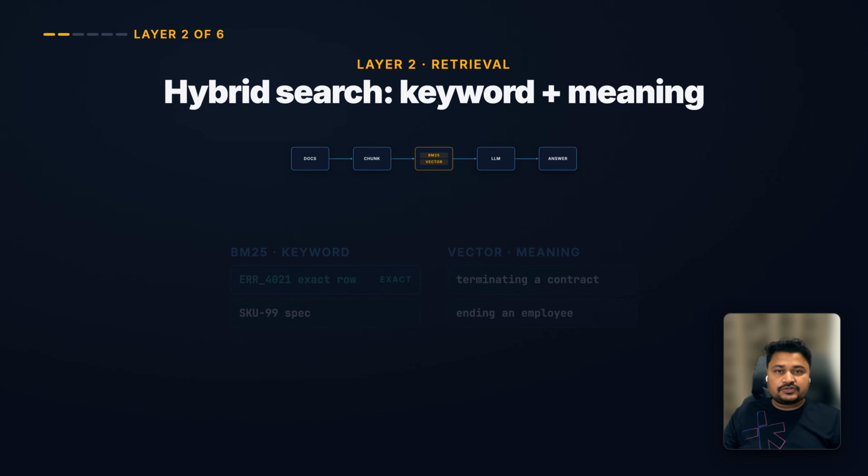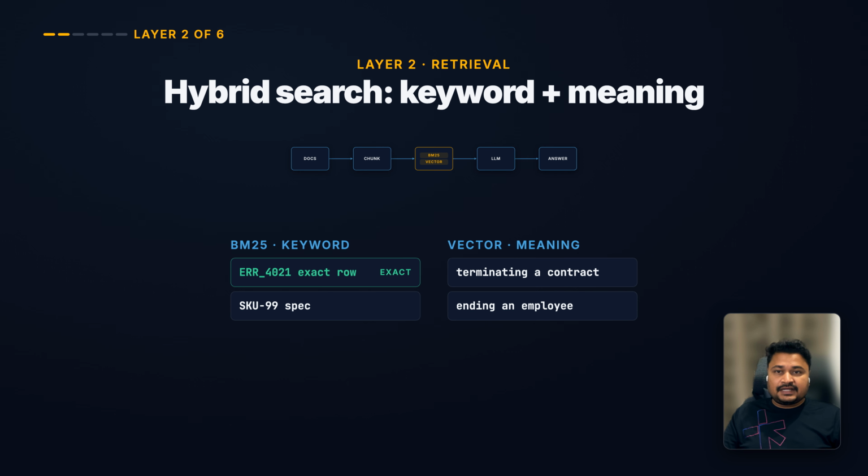So the pros don't pick once, they run both. The old-fashioned keyword search, the kind that nails exact terms, and the vector search that gets meaning, at the same time. Then they merge the two lists into one ranking. That's called hybrid search, and it's the default now for a reason. It covers both of your blind spots at once.